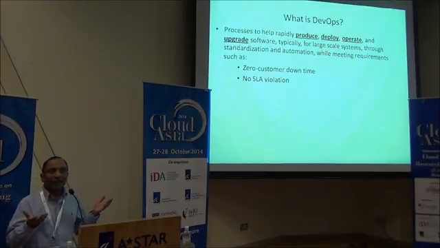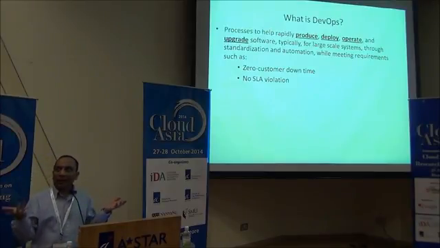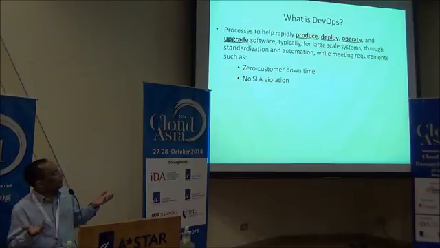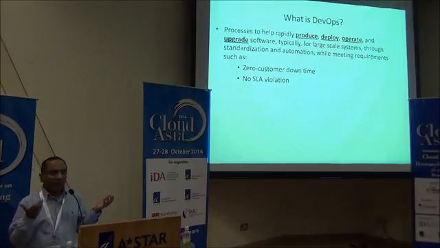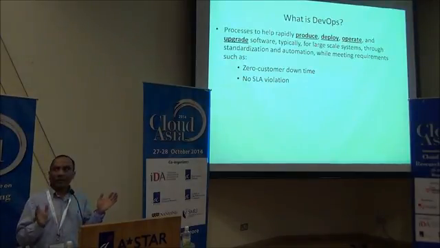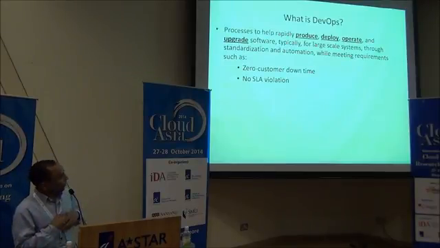So these are the life cycle of a typical software cycle, right? You produce it, deploy it, operate, and that's it. Also, typically you want zero customer downtime. That's actually a requirement, and you also want no SLAs to be violated. That's also what you want, right? So how do you do this?